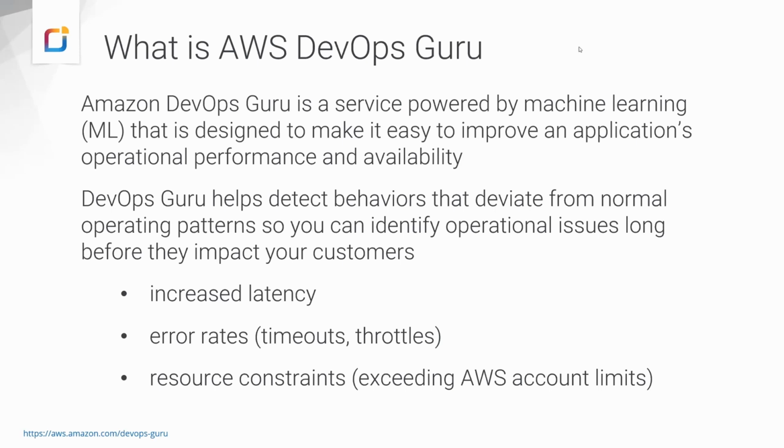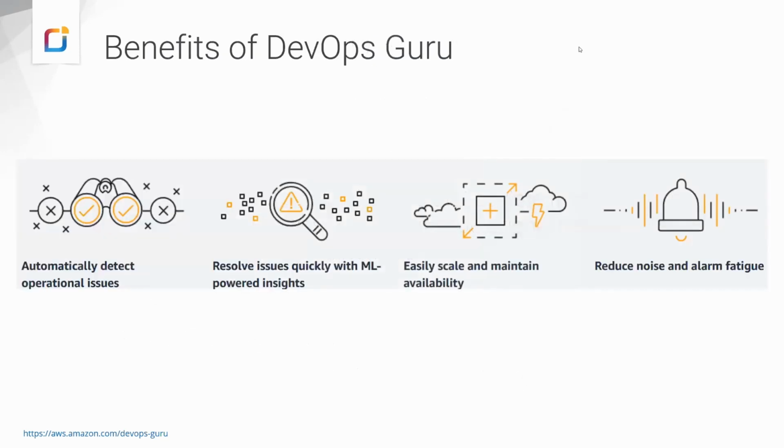These issues include increased latency and error rates like timeouts and throttles, but also resource constraints. Each AWS account has its limits, and each AWS service has its limits. If you're about to reach those limits, you should be notified in advance. We will focus mainly on serverless stuff here, but that's an overview of what the service does.